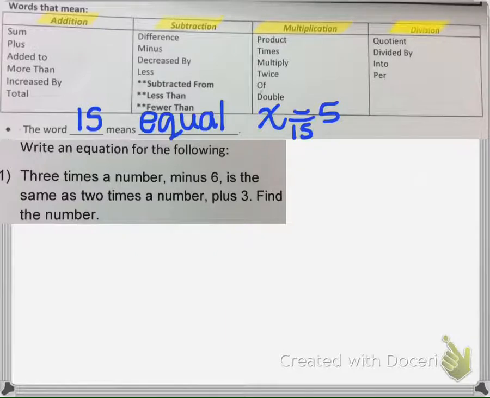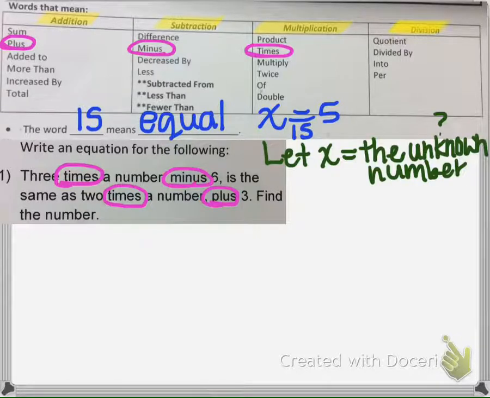So I'm going to go ahead and circle each word that appears up here in the box as I read it. So I have 3 times a number minus 6 is the same as 2 times a number plus 3. Find the number. So since we're asked to find the unknown number, we don't know what it is, so that's when a variable comes into play. So I'm going to go ahead and let x represent the number that we're looking for.